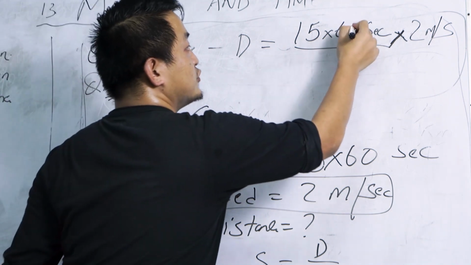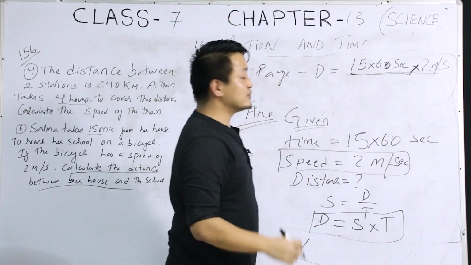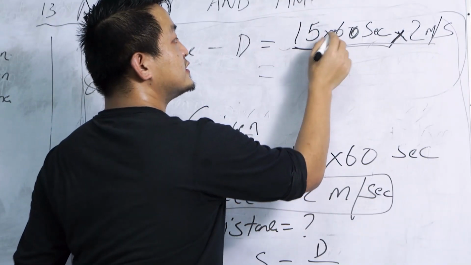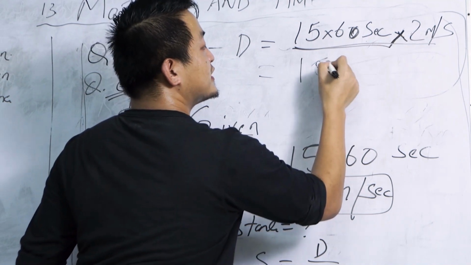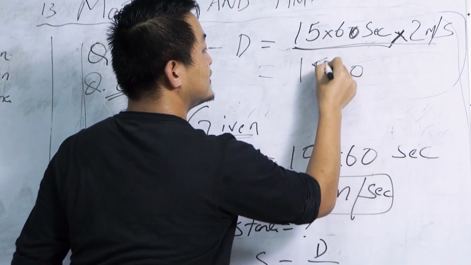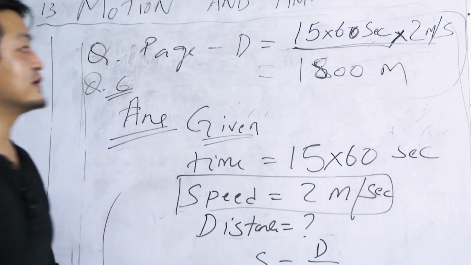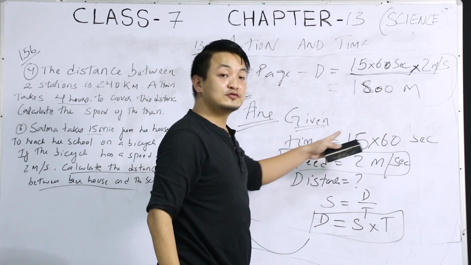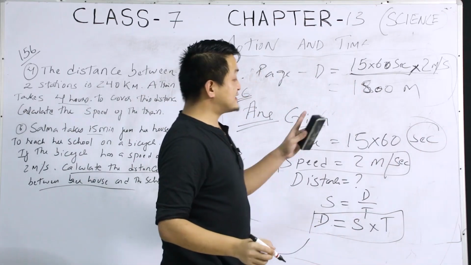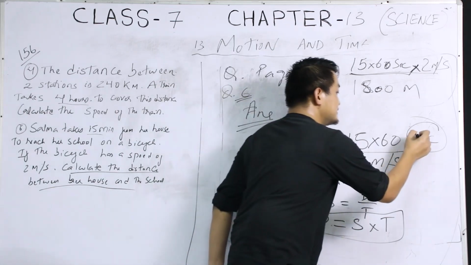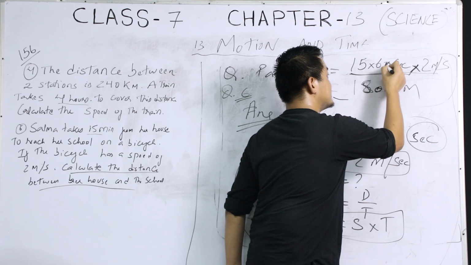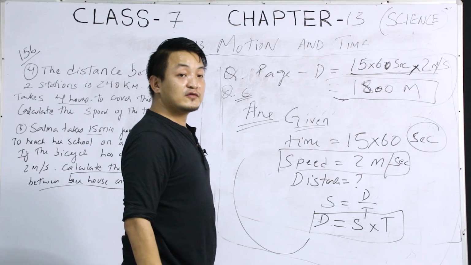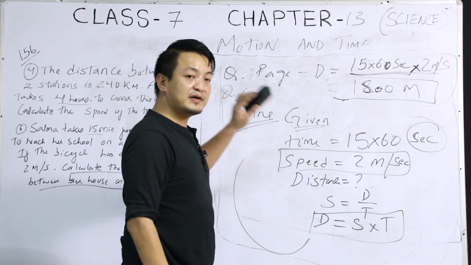Now, if you multiply all this together, which you can also do along with me in the rough work, you will get 1800 meter. Clear? Because we have converted this time into seconds. Since we have converted this time into seconds, that's why we are getting 1800 meter here. So this is a very simple way to solve the numerical by applying the basic formula.